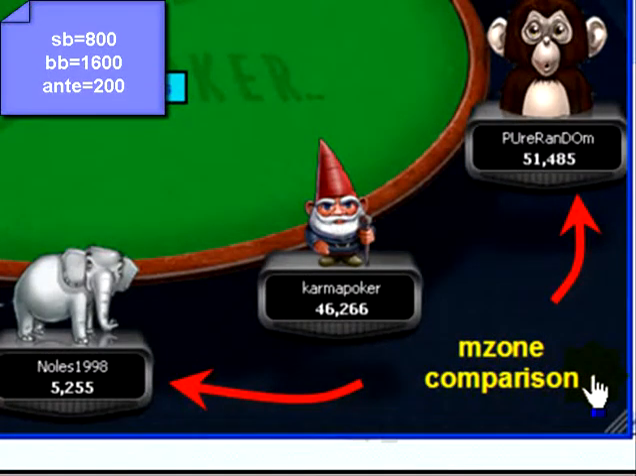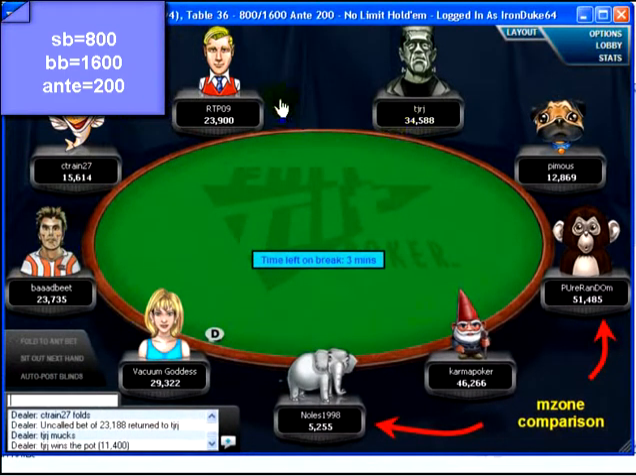Now we're looking at those same two players a couple of blinds later. The blinds are now 800 and 1600 with 200 ante. This is actual play as opposed to the scenario we just went through. Noel has dropped down to 5,255 in chips, while PR Random has chipped up rather nicely to 51,485. This looks rather nice, but let's compare it to the blinds, which are now 800 and 1600 with a 200 ante. As we can see, there are still 9 players in the tournament.